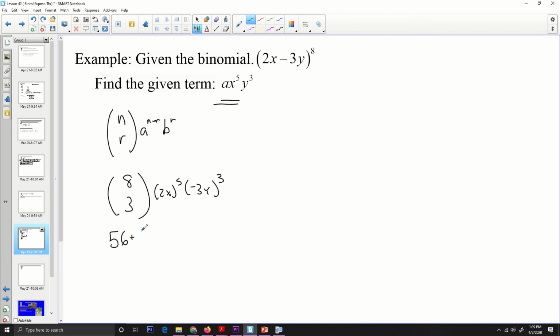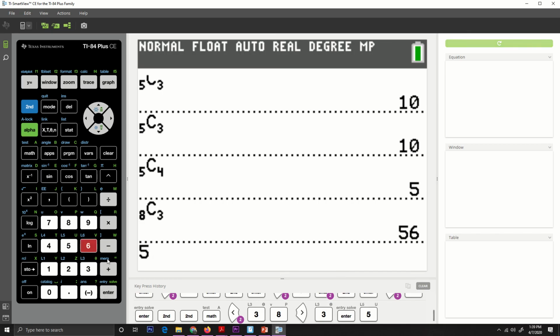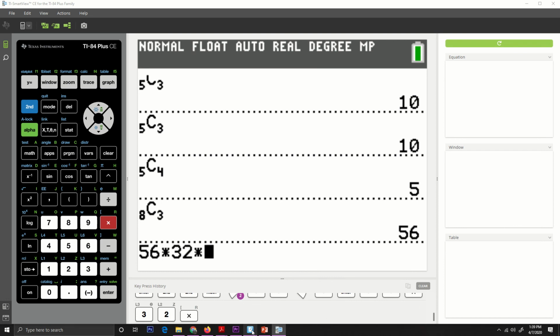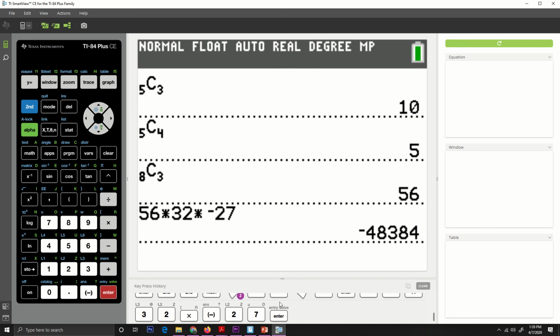This won't be an addition, it will be multiplication. 2 to the 5th was 32, x to the 5th, and then negative 3 raised to the 3rd will be times negative 27, and then I'll have y to the 3rd. So I just have to multiply all this out. 56 times 32 times negative 27 is negative 48,384.